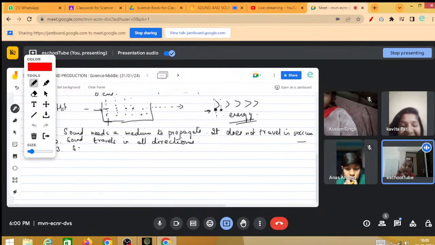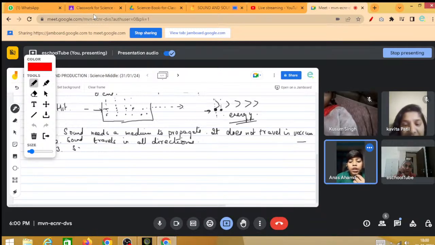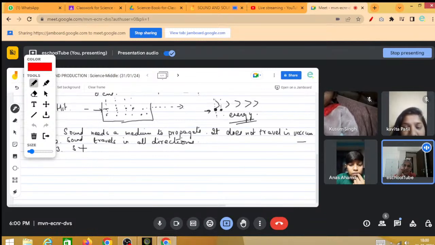Yes, Asad, you can't see the screen? I can see the same, but I can't see the third one. Third one, I haven't written anything. I have just written two. Sound needs a medium to propagate. It does not travel in vacuum. Sound travels in all directions.